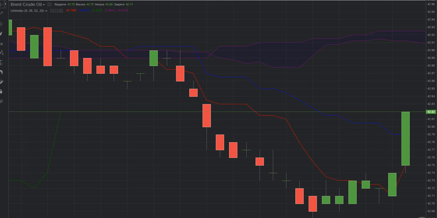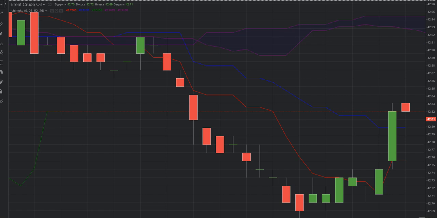However, remember that the lines of the cloud are projected forward by 26 periods. When Span A of the Kumo cloud crosses above Span B and the price is positioned above the Kumo cloud, we have a stronger buy signal. When Span A crosses below Span B and the price is positioned below the Kumo cloud, we have a strong selling signal.